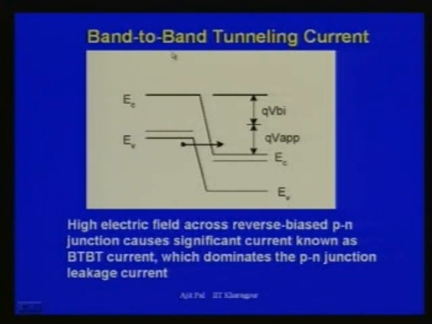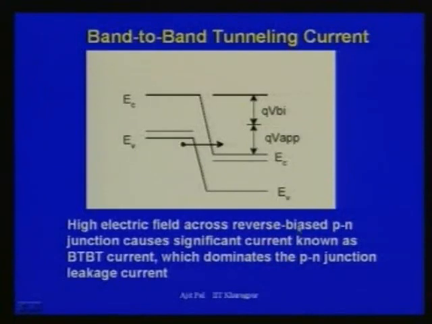Then the second type of current is known as band to band tunneling current. That occurs because, as the size of the transistors is shrinking, although the voltage across the gate and substrate or drain to source is very small, 1.8 volt or 1 volt nowadays, the size is very small, say 60 nanometer. That creates a tremendous electric field, and because of that this band to band tunneling occurs.